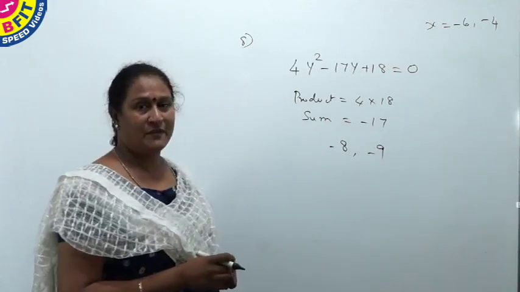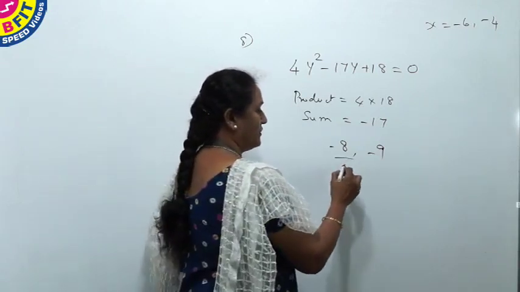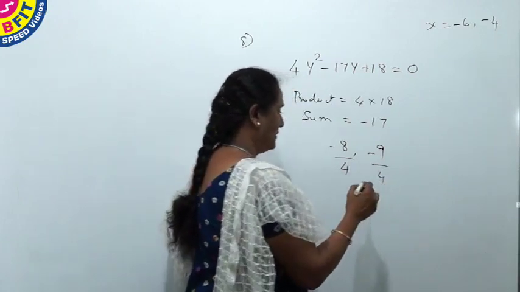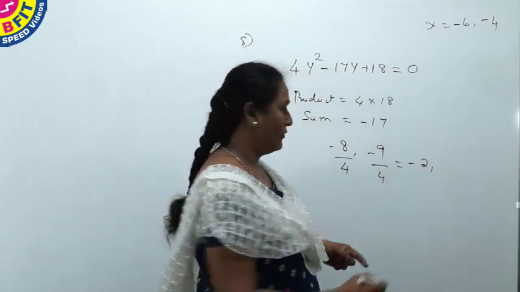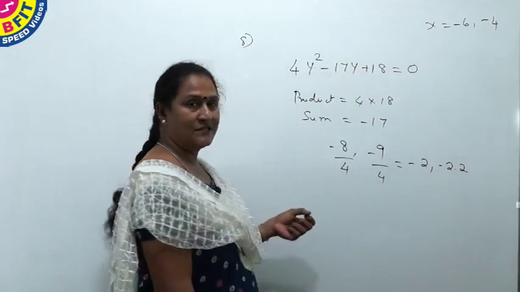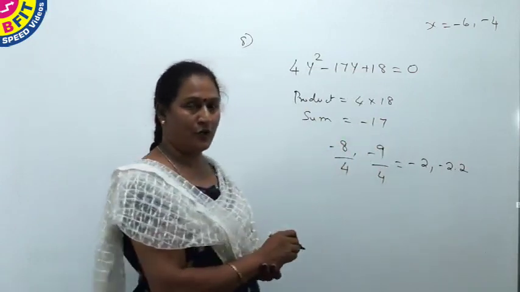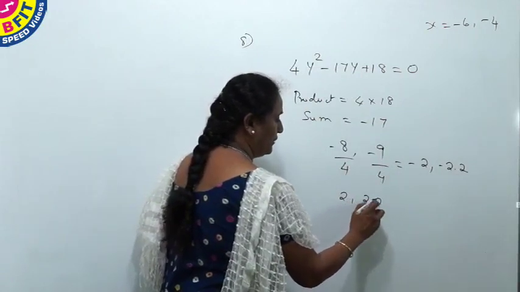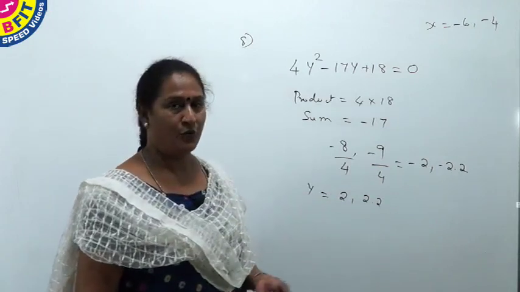The second step is to divide the numbers by coefficient of y square. The coefficient of y square is 4, so divide the numbers by 4. So we have minus 2 and minus 9 by 4, so it is minus 2.2. The third step, change the symbols of these numbers. As you have minus 2 and minus 2.2, after changing the symbol, we have 2 and 2.2. So now the value of y we have got as 2 and 2.2.